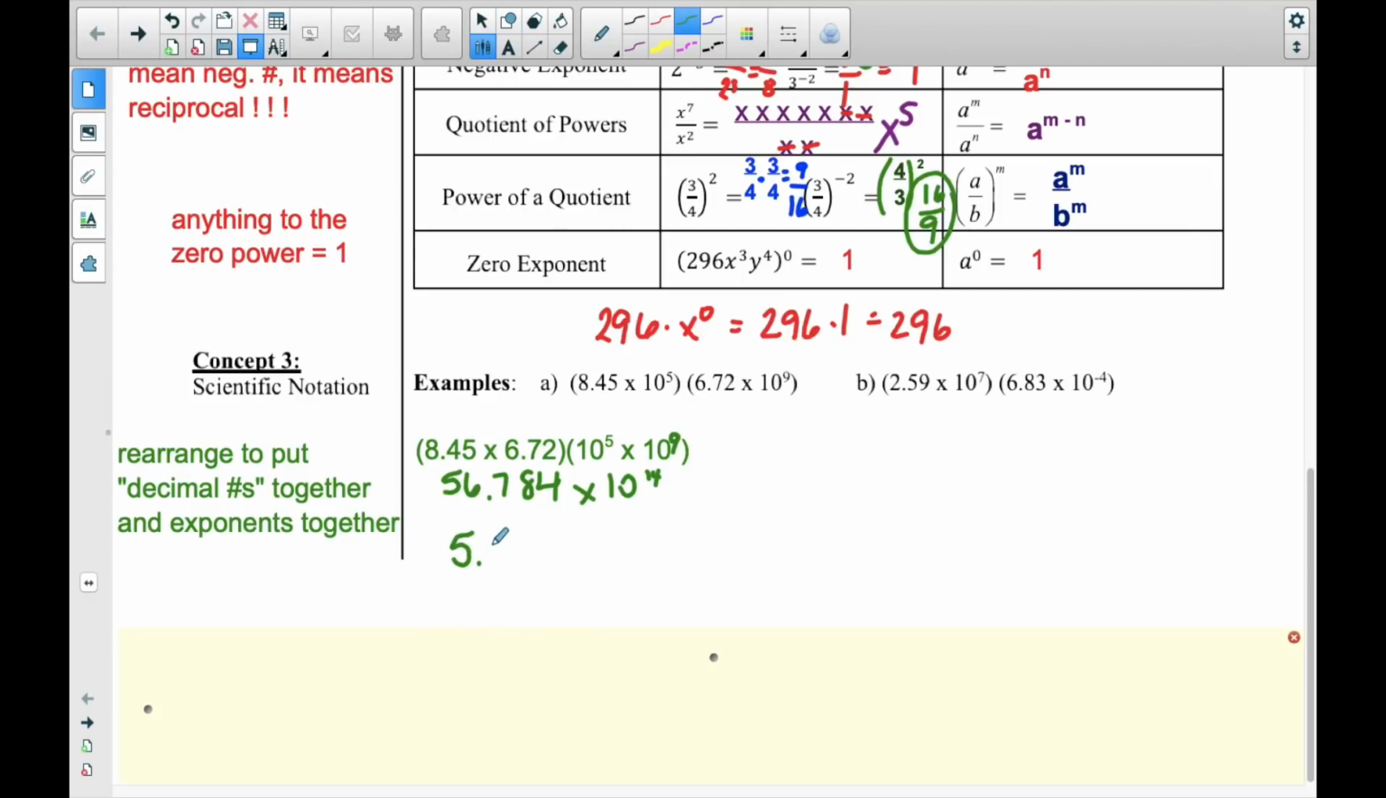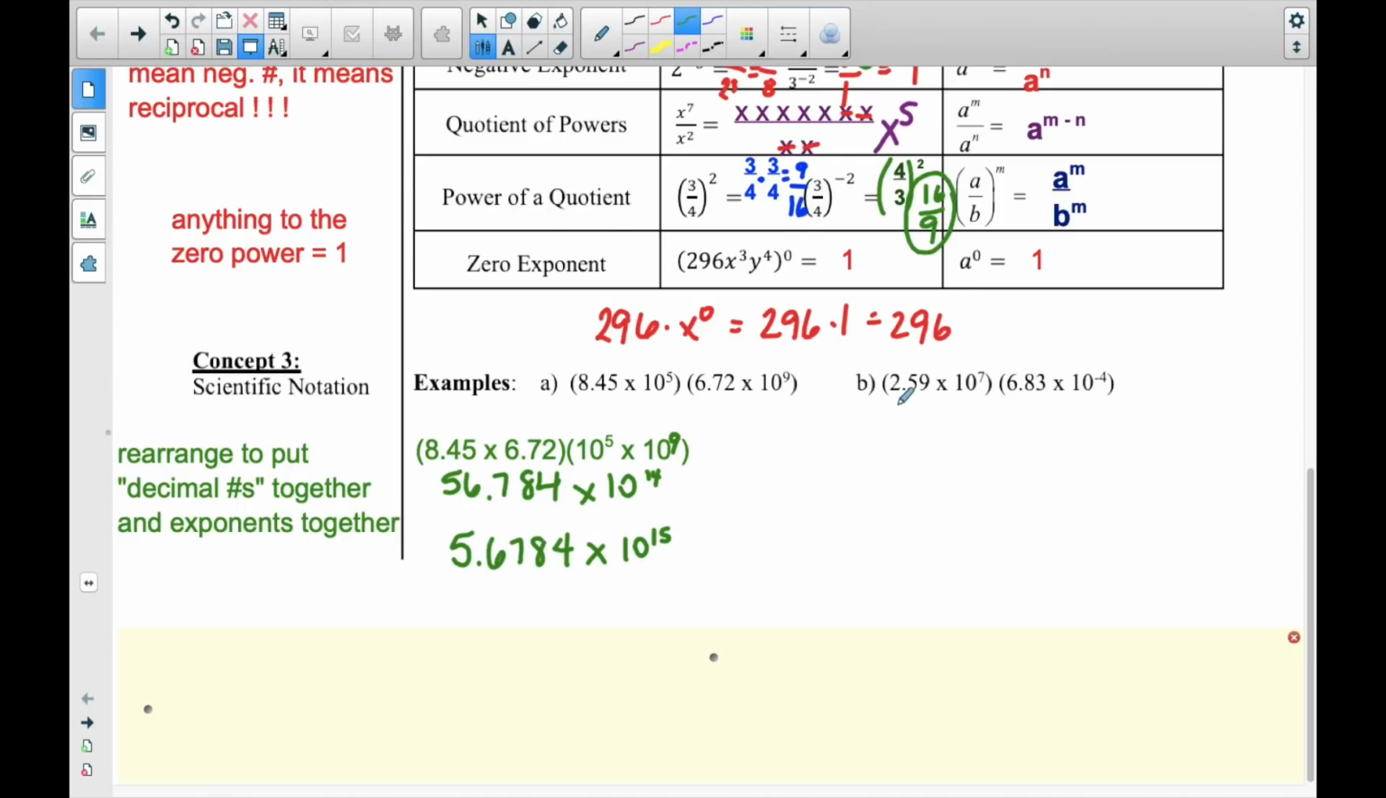However, as you may know about scientific notation, you really only want a ones place. You don't want a tens place with this. So we need to move the decimal over one more place. And if we move it over to the left like that, that means we need to add another exponent in our order of magnitude, in our 15 there. And so this comes out to be 56.784 times 10 to the 15th.